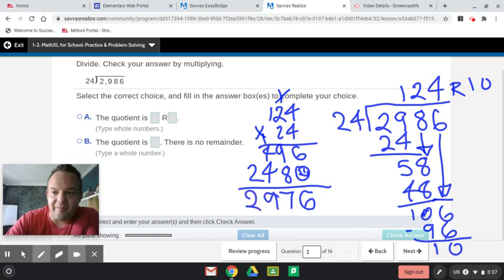Now we add the remainder right here. We're going to add that, and we get 2,986.